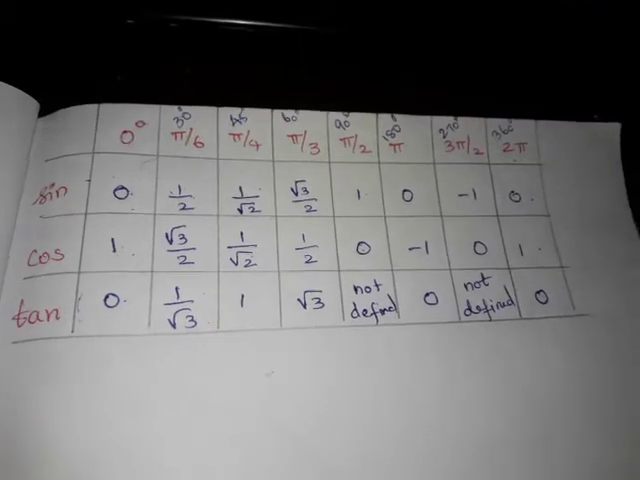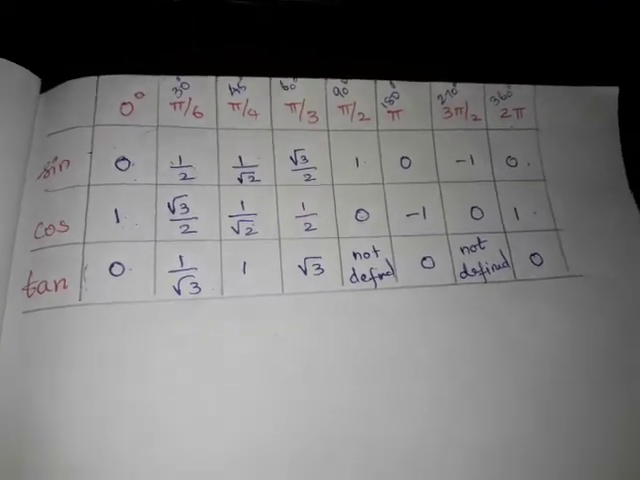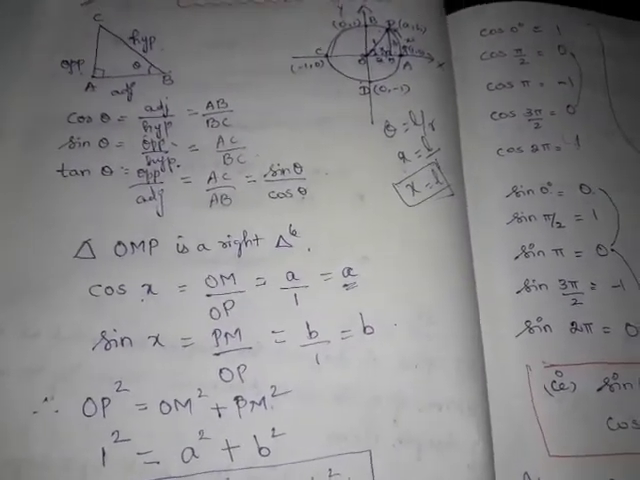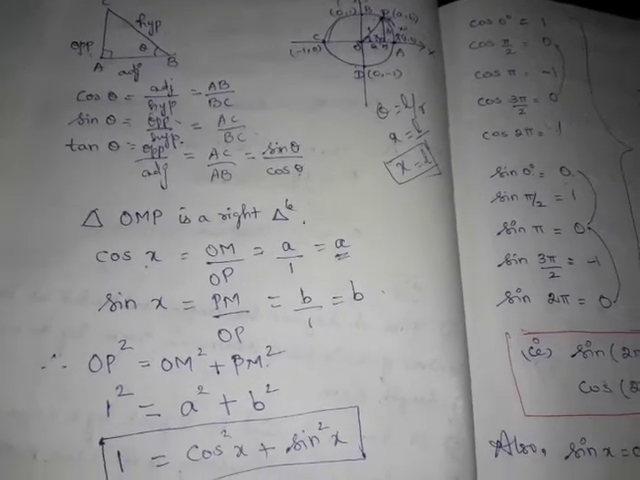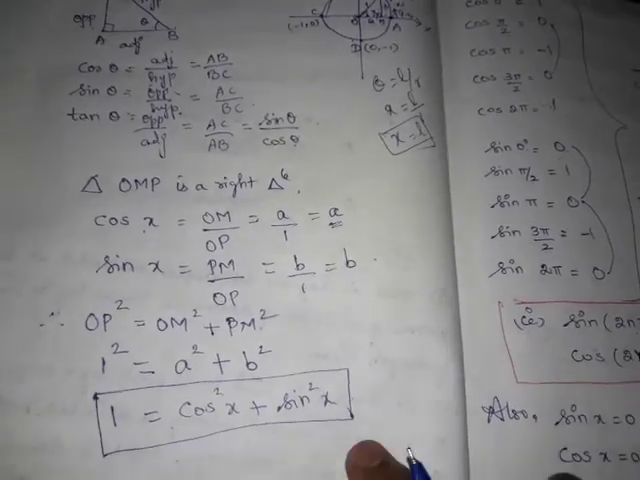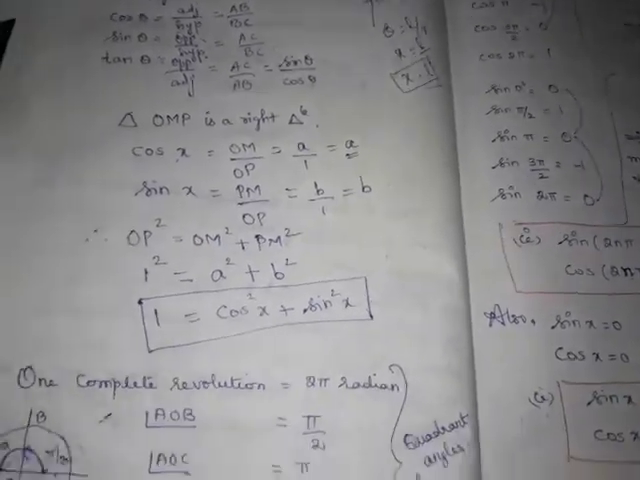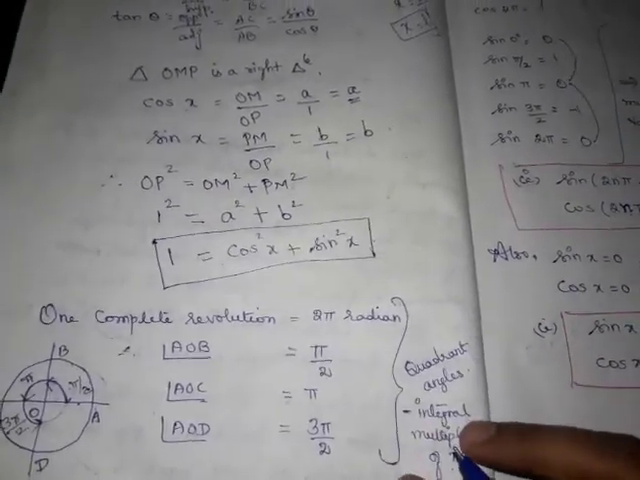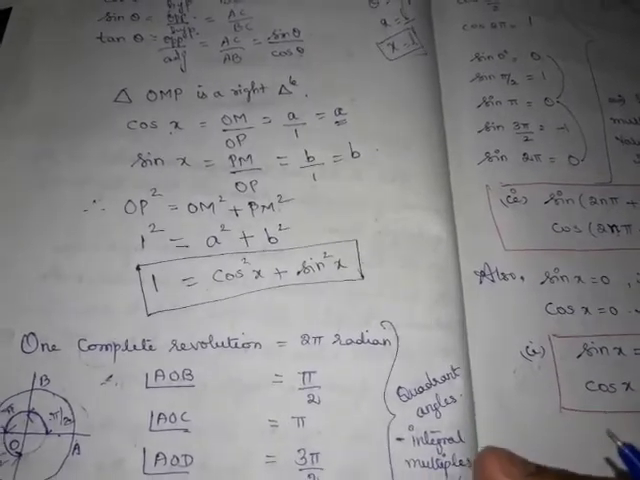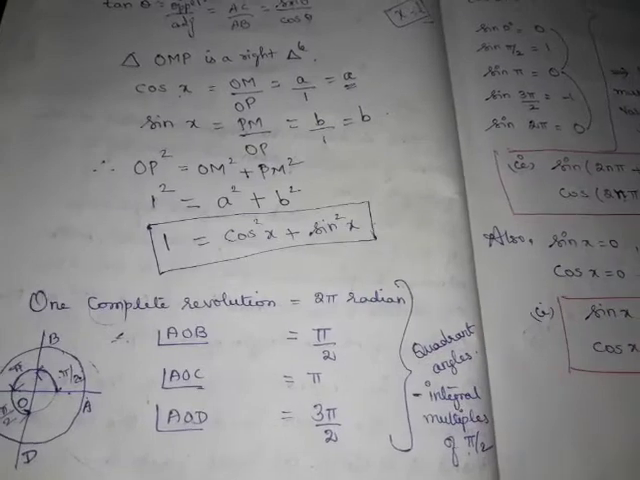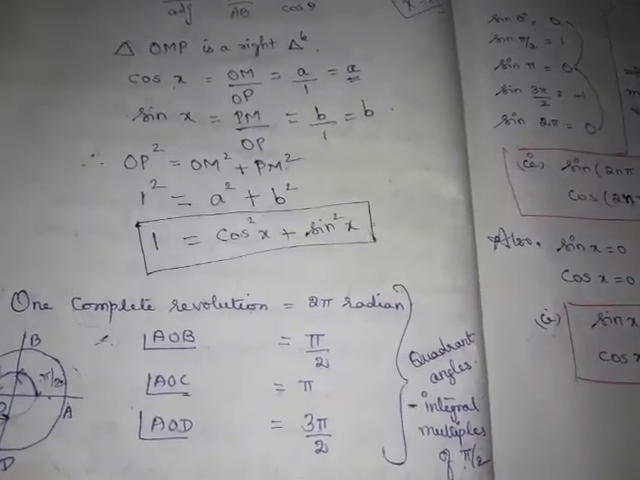So what we learnt in today's class so far: we started with the trigonometric functions. We extended the trigonometric functions to any angle with the radian measure, right? And we arrived at the first identity, cos square x plus sin square x equals 1. Then we analyzed the trigonometric functions for all the quadrant angles, which are called quadrant angles, integral multiples of pi by 2.